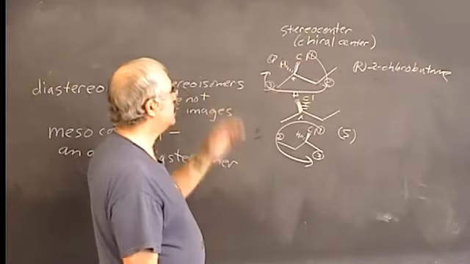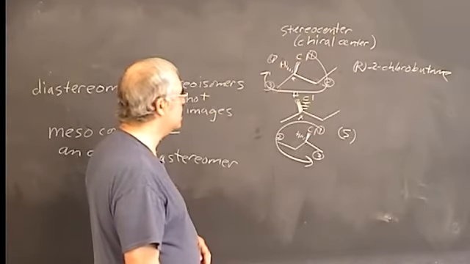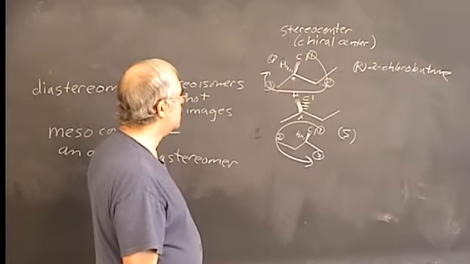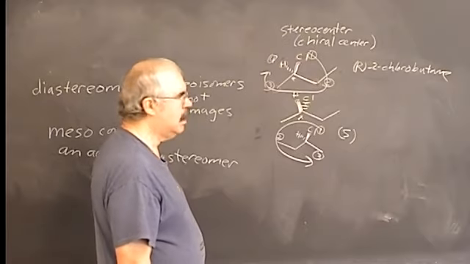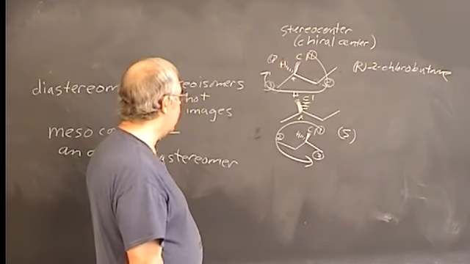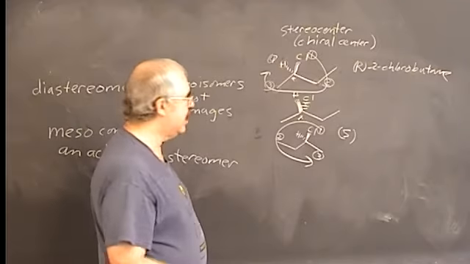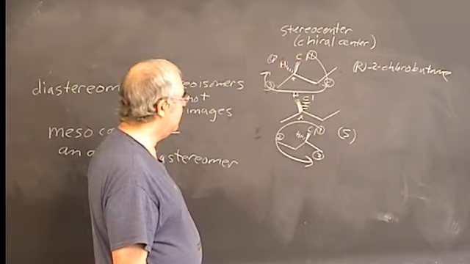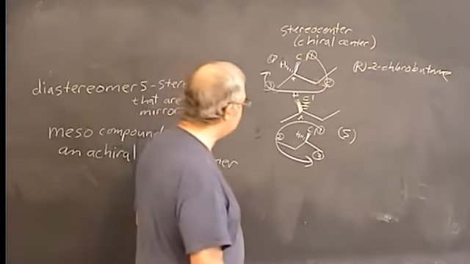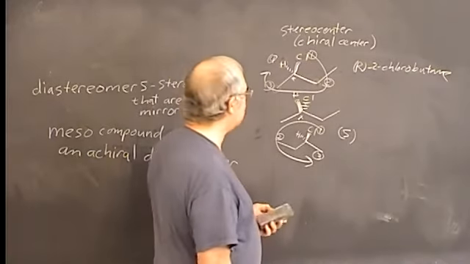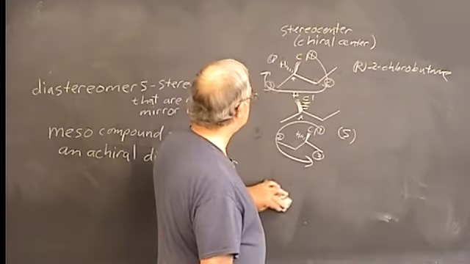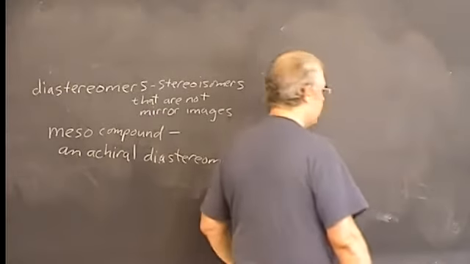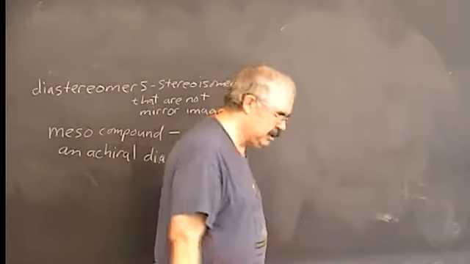Okay, R makes sense to the right. What about S? These actually come from 2 Latin words. R is rectus and S is sinister. In ancient Rome and in the Middle Ages, it was believed that left-handed persons were evil. They were cursed by the gods. But originally, it meant left-handed. So those are enantiomers, non-superimposable mirror images.